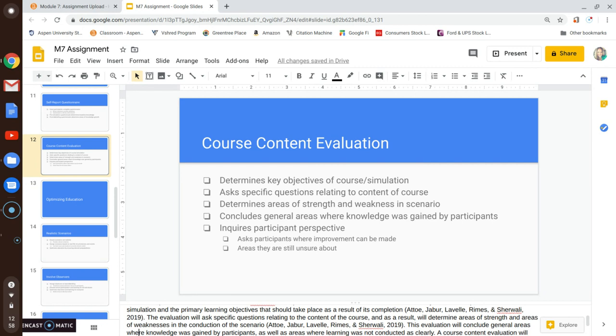This evaluation will conclude general areas where knowledge was gained by participants, as well as areas where learning was not conducted as clearly. A course content evaluation will also inquire about the participants' opinion of the course by asking where improvements could be made and which objectives they may still be unsure about even after the completion of the simulation.